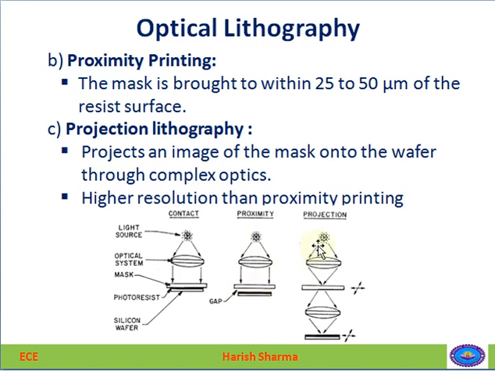Third one is projection printing, where this is the substrate with the photoresist, this is the mask, and this is the UV exposure source. Here two optical systems are used for transferring the pattern from the mask to the substrate.